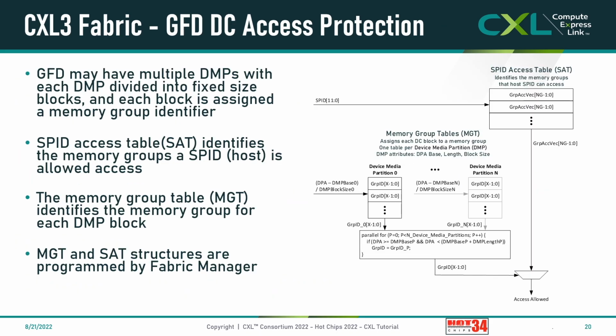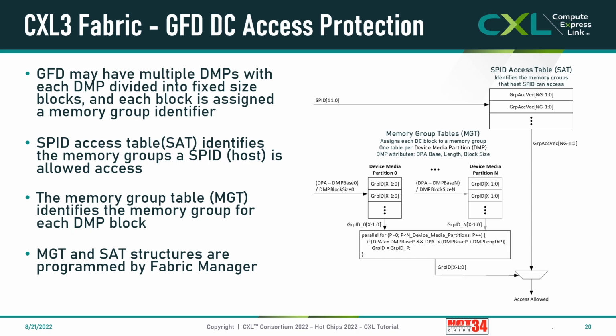This slide presents the global FAM device dynamic capacity access protection mechanism. Each global FAM device may have multiple device media partitions, with each media partition divided into a number of blocks. Each block is assigned a memory group identifier. The defined mechanism accomplishes the protection check through the use of two tables.